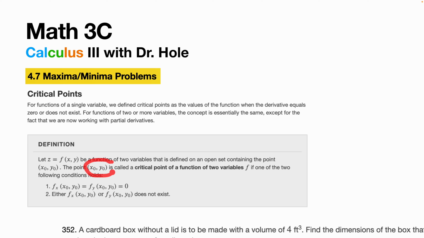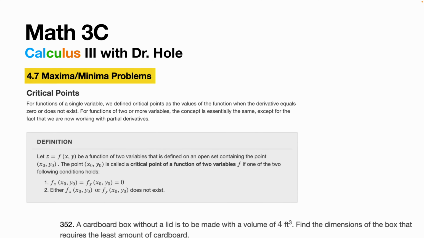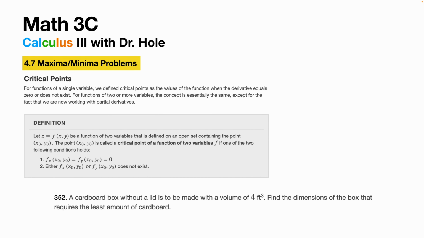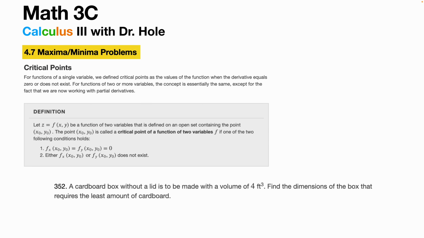If you can find such a point x naught y naught, then that point x naught y naught is a critical point for your function f. Alternatively, if either of the partials does not exist at your x naught y naught, then you have successfully found a critical point. Okay, so the usefulness of critical points is that they are candidate extreme values.